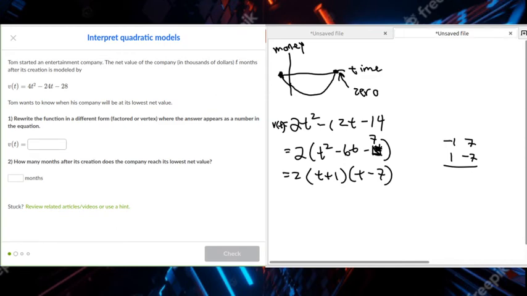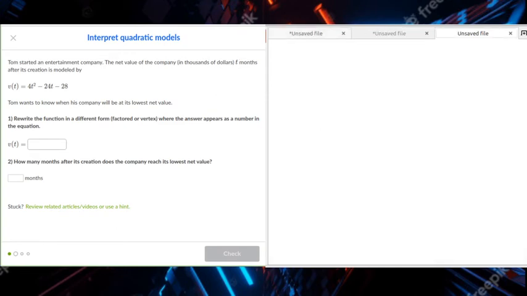Let's look at another one. We've got number 4 here. Tom started an entertainment company. The net value, again net value, of the company in thousands of dollars, t months after its creation, is modeled by this function. Tom wants to know when his company will be at its lowest net value. So the model again looks like that, but what we want to know is lowest. Lowest is minimum, okay? And that is about vertex.